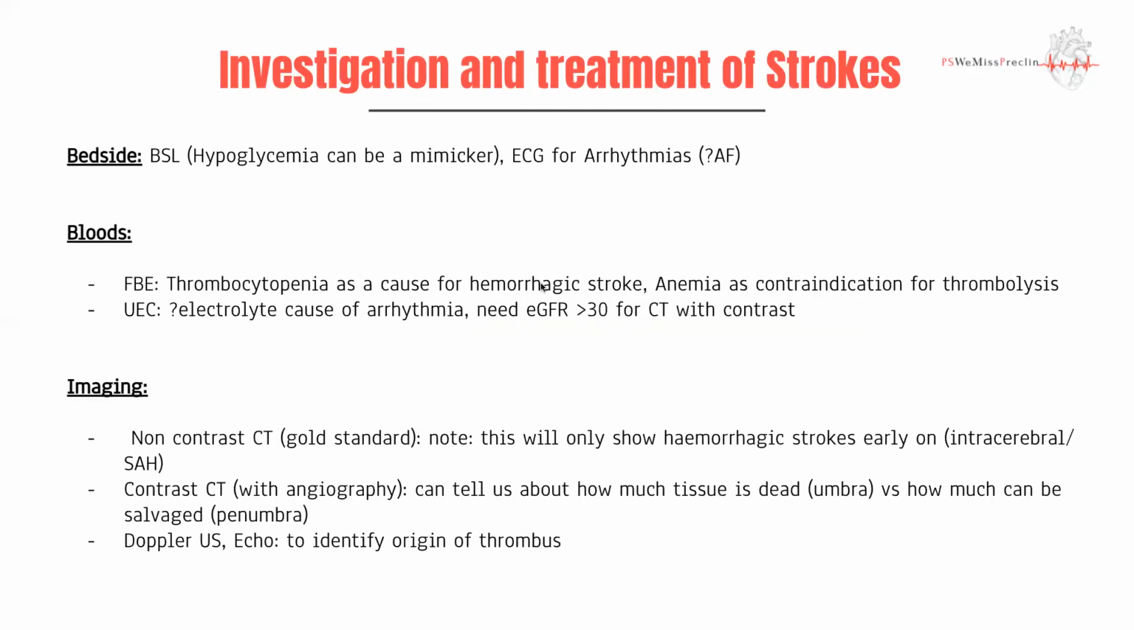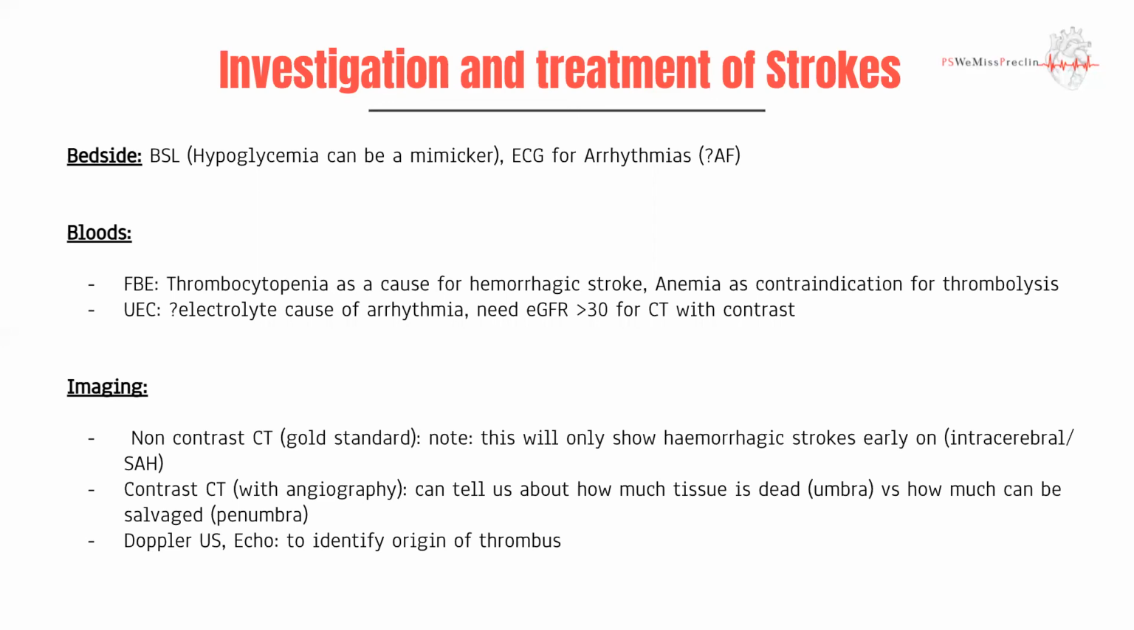So investigations, we like to do a BSL because hypoglycemic episodes can often be a mimicker. You want to do an ECG for arrhythmias because you know AF can put you at a high risk of embolic strokes. In terms of bloods, a thrombocytopenia can cause hemorrhagic strokes. So that's important to know. And you need to know that having an anemia is contraindication for thrombolysis, which is why you need an FBE.